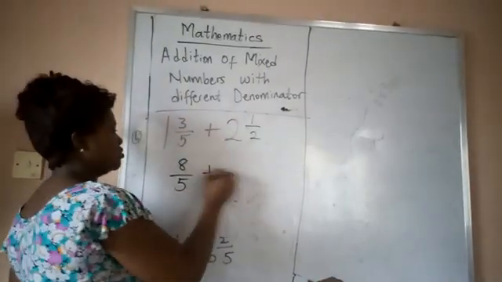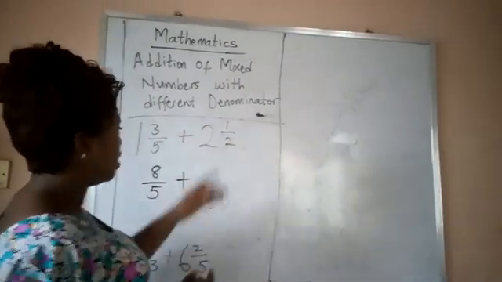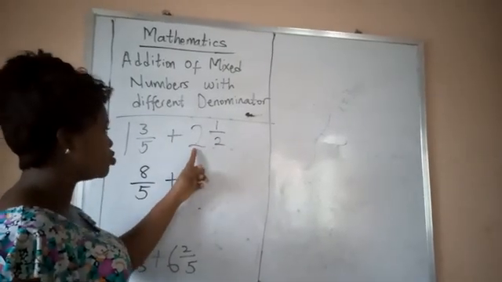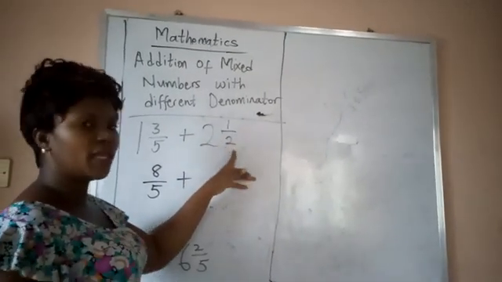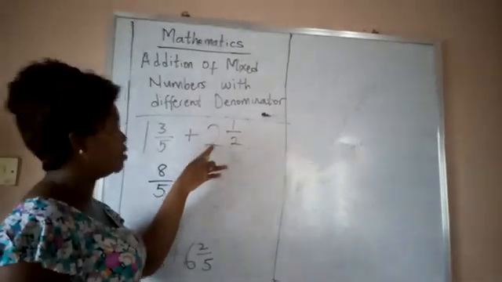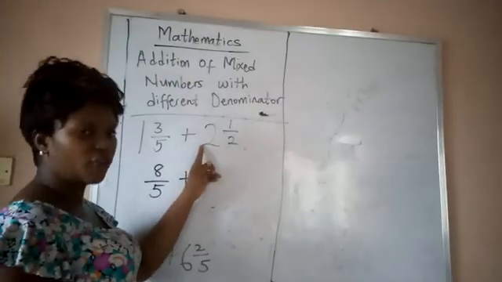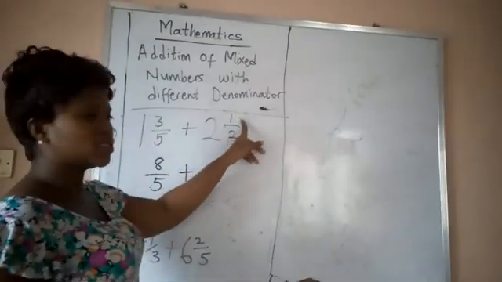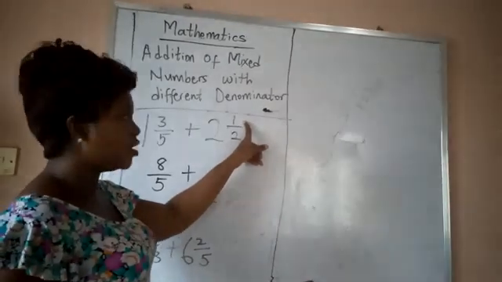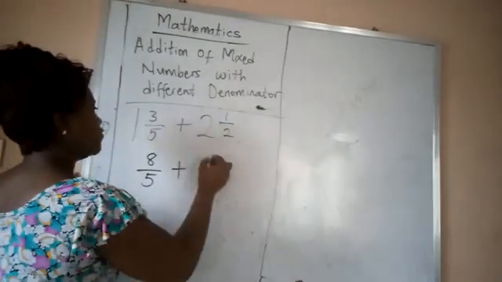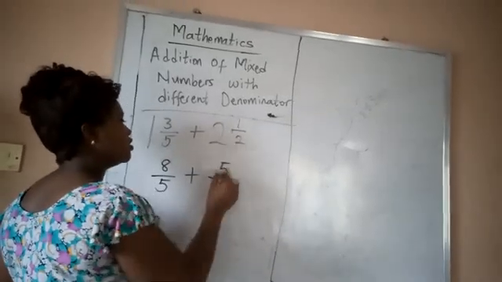Let's do the same here. Write your addition sign. Here you say 2 times 2. You use the denominator to multiply the whole number. 2 times 2, that's 4. 4 now plus the numerator 1. 4 plus 1 gives you 5. Then you put it over 2.